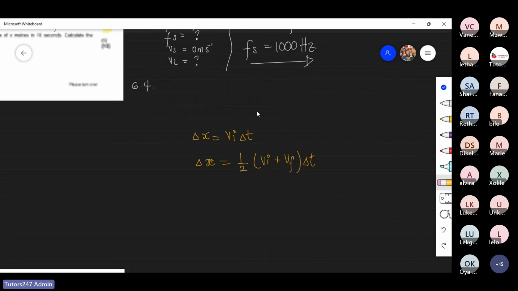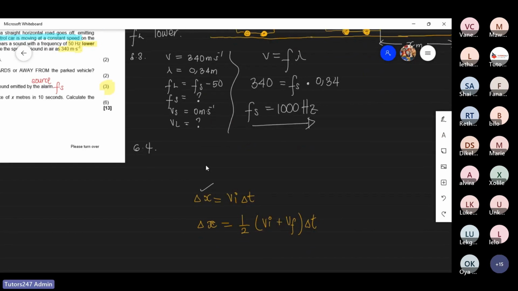Now let's have a look at the last two. We need to calculate delta x, so that's good. We have the velocity. Do we have the velocity? Okay, we don't have the velocity of the listener. So that is unknown. And we have time. So if we were to find the velocity of the listener, we would then be able to use this equation. So let us look at the last equation before we conclude and say this is the one we want to use.